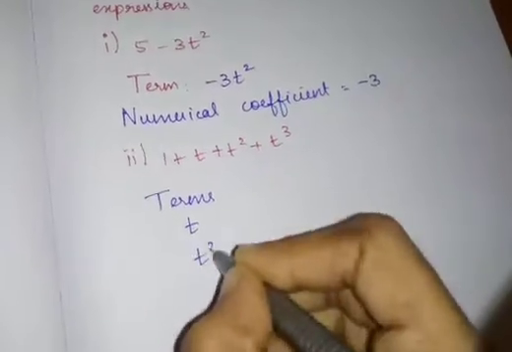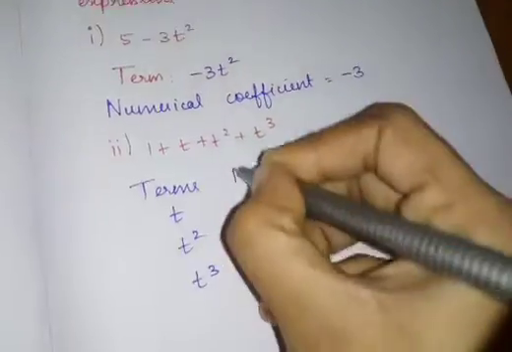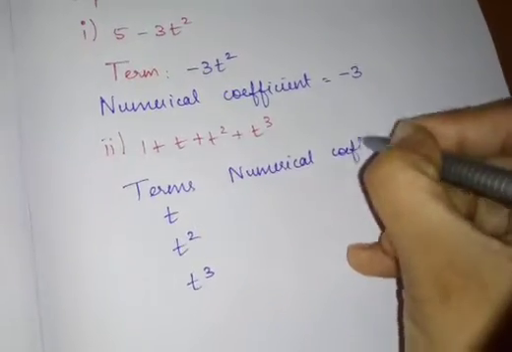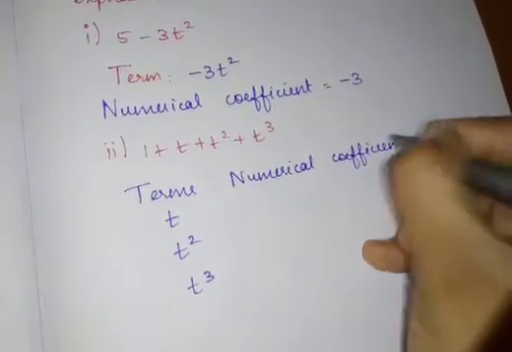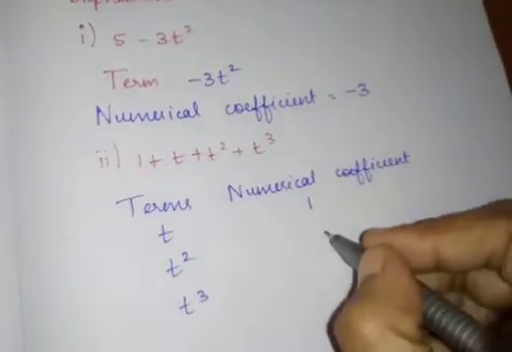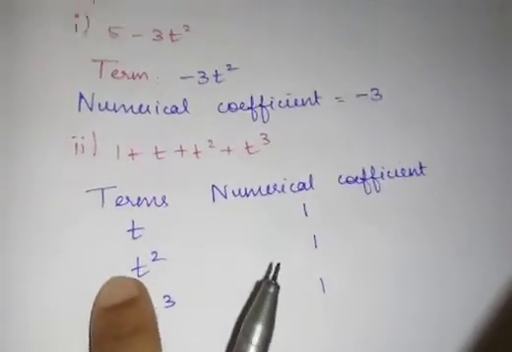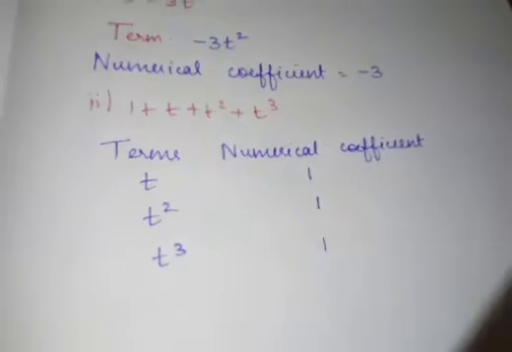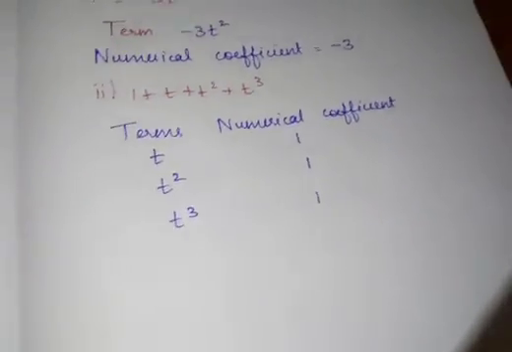So, what are the terms now? T, t square, t cube. What is the numerical coefficient for these terms? For the t term, it is 1. T square, 1. T cube also 1, because no number is written in front of t square. So 1. Yes. Next. Third problem.